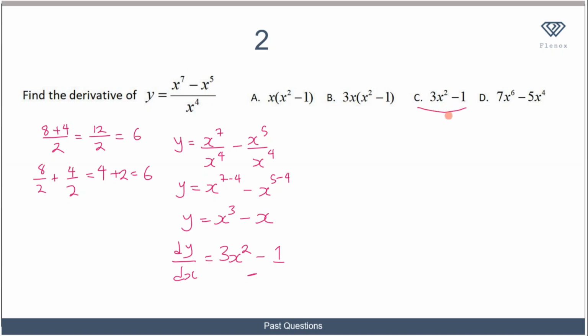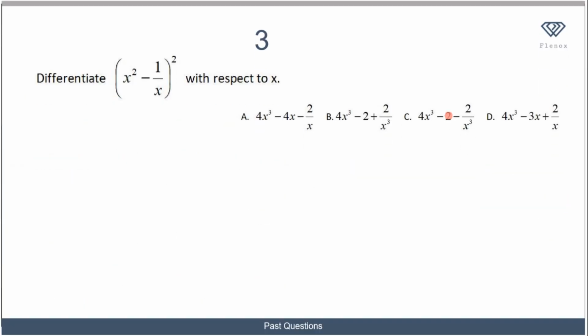So what I want you to do now is to try to solve this using the quotient rule. And if you don't remember the quotient rule, you try to look it up and see if you get the same answer. If you've solved this correctly, you should get the same answer, but you'll find out that it is a more elongated and time-consuming process. So now let's move on to the next question.